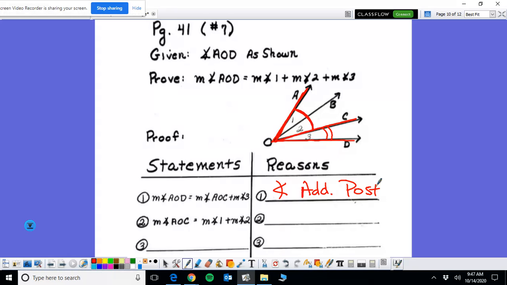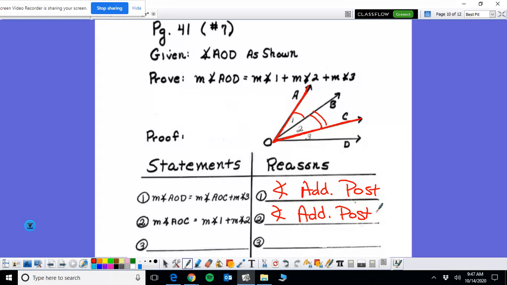Same concept on the next line. They just kind of break it down a different way. We're going to say that angle AOC right here is equal to angle 1 plus angle 2. Pretty easy stuff. Angle addition postulate.